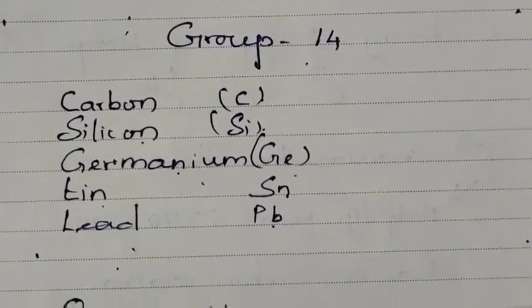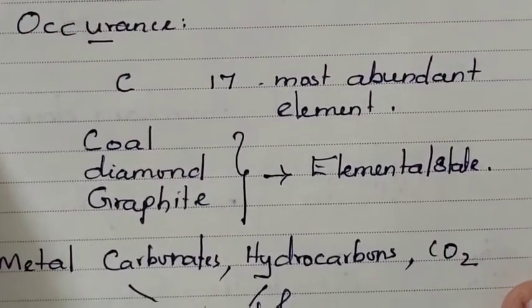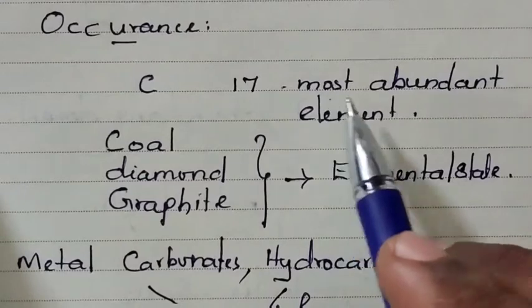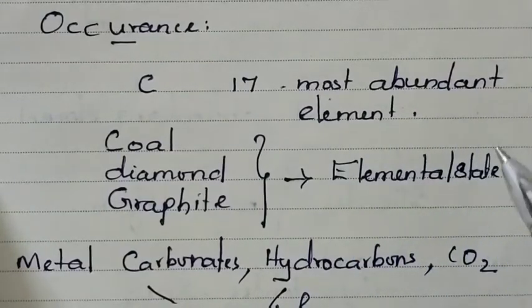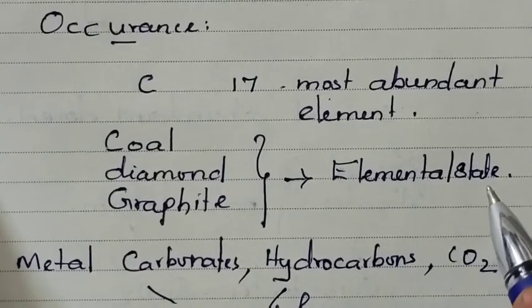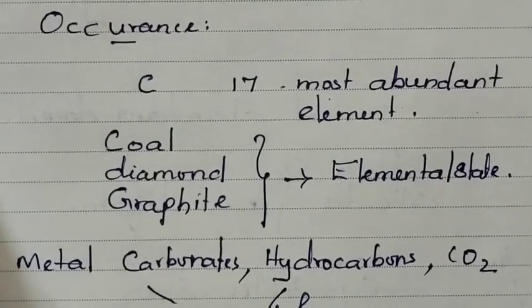Occurrence. If you talk about occurrence, the first one, carbon. Carbon is the 17th most abundant element in the earth crust.